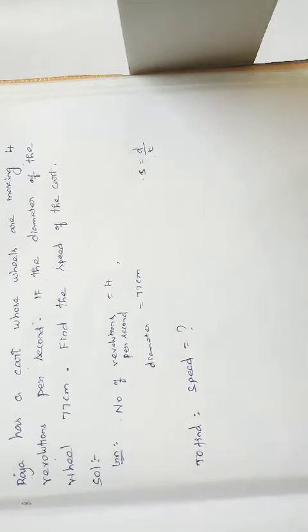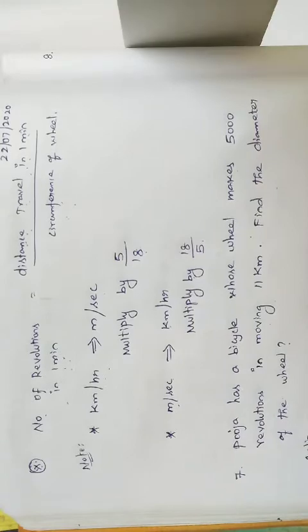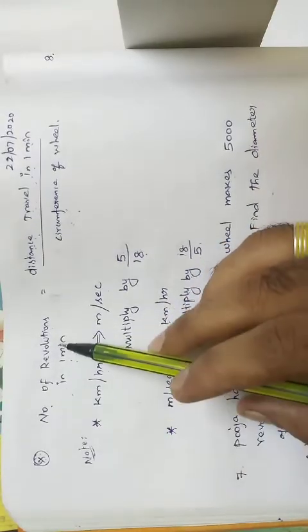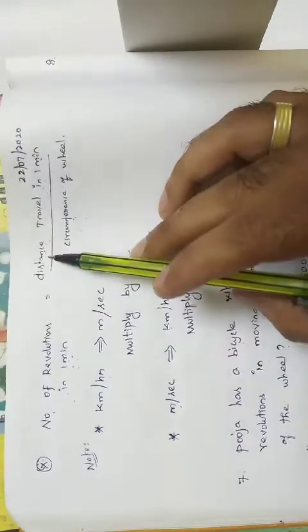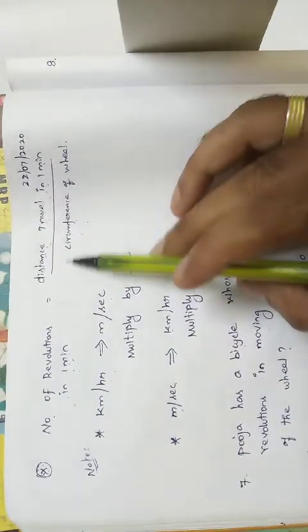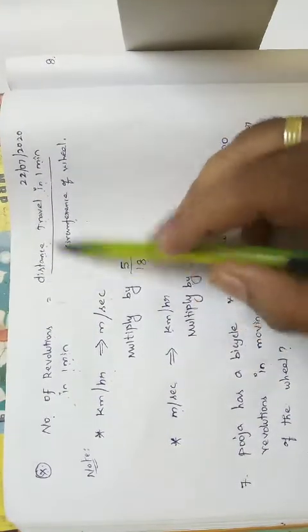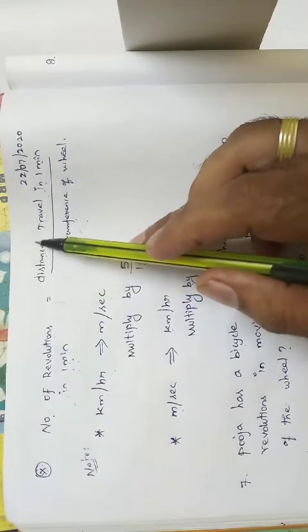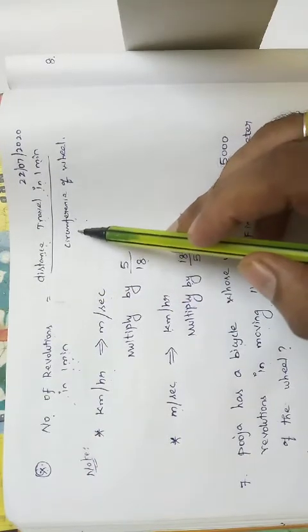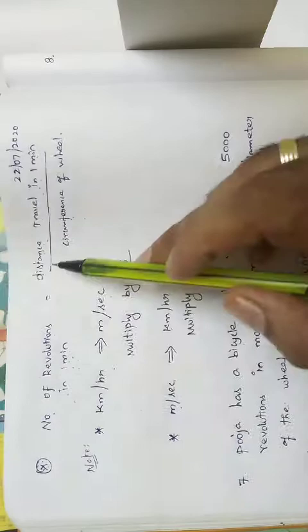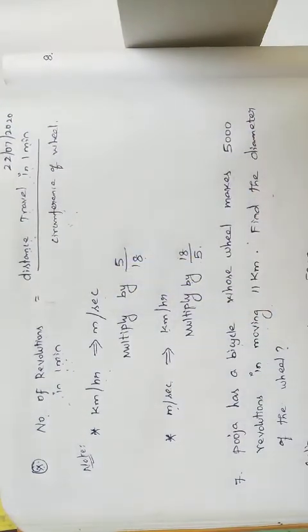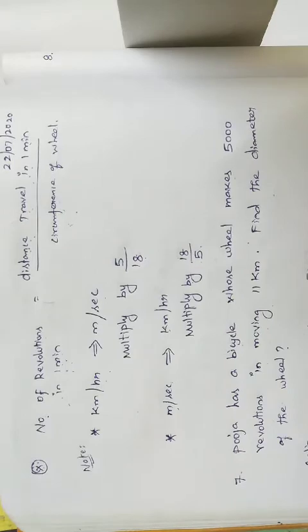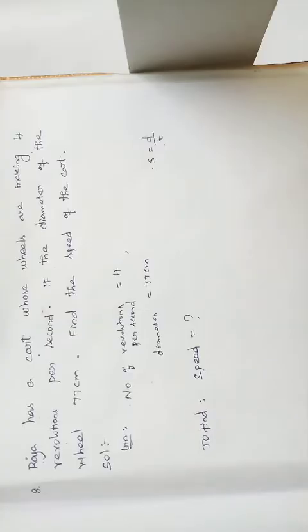How will we find the distance? We have a formula. What is it? Number of revolutions in 1 minute, or in 1 second, is equal to the distance traveled in 1 second divided by the circumference. Just keep the distance on the RHS and bring the circumference of the wheel to the LHS and multiply, and we will get the distance, right? If we know the distance and divide by time, we will get the speed. So we are going to find the distance.